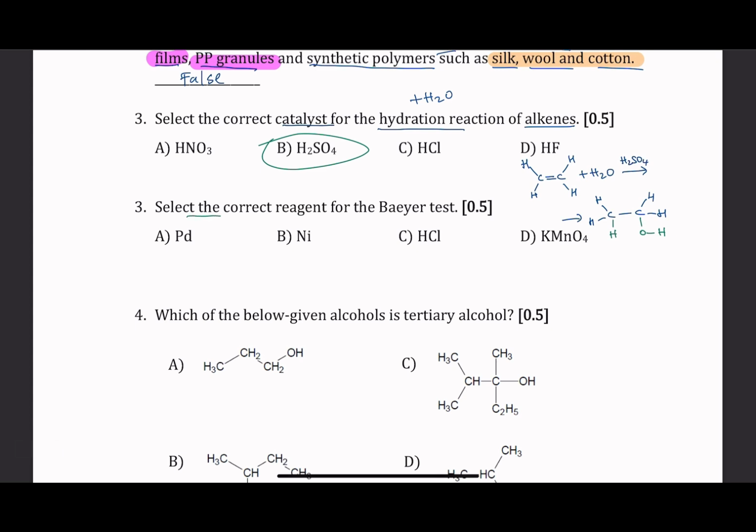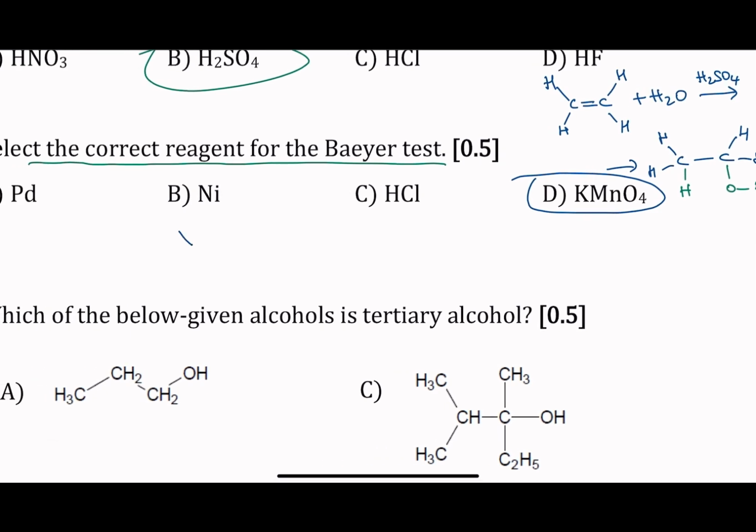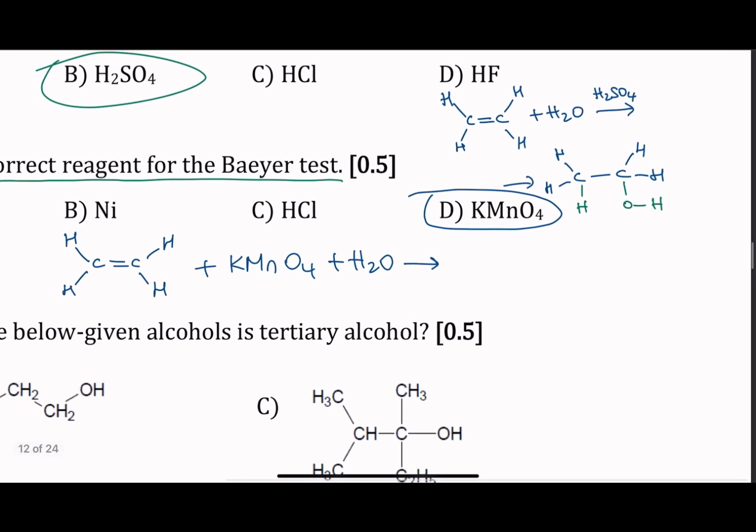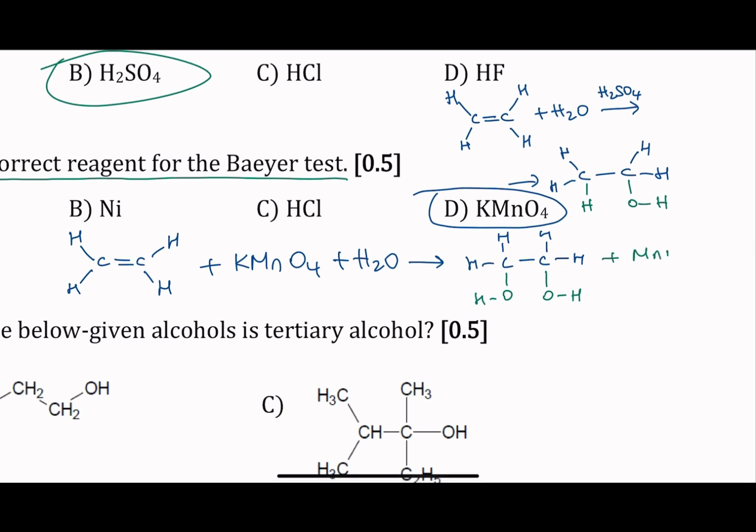So for the B version, we had select the correct reagent for the Bayer test. So for the Bayer test, if you remember, we used potassium permanganate. We would add it to an alkene. For example, if we had an alkene, we add potassium permanganate, and then we add the water. The product would be ethylene glycol, which is the antifreeze. And you would have OH here, and you would have OH here. And this is going to be MnO2 and potassium hydroxide. This is the full reaction.